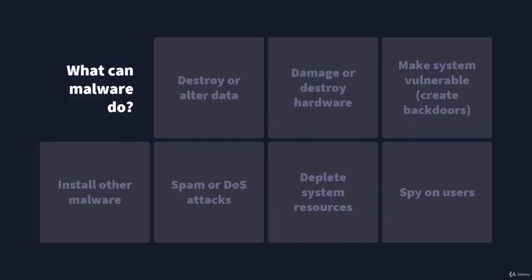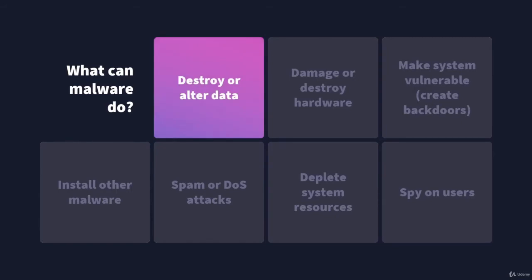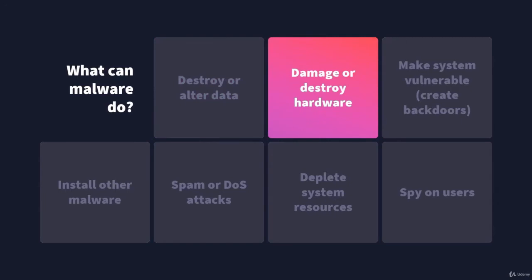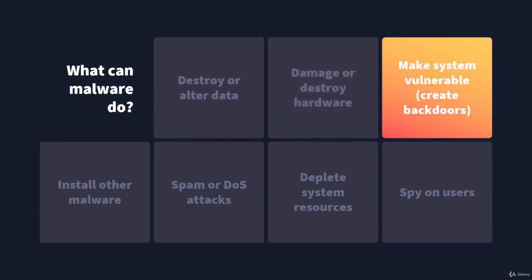What can malware do? Depending on the purpose for which the malware was built, it can do one or more of the following things. Some malware can tamper or even destroy data. In some rare cases, malware can even damage or destroy hardware. It can make systems vulnerable by creating backdoors that can be then used by even more malware.